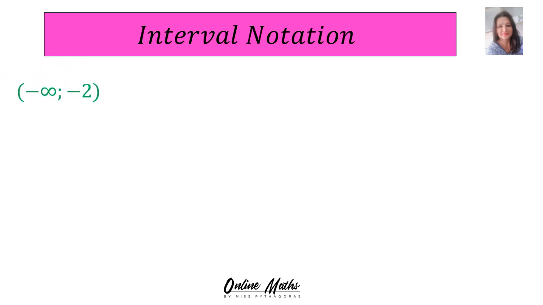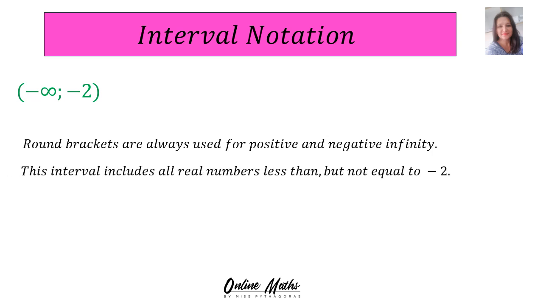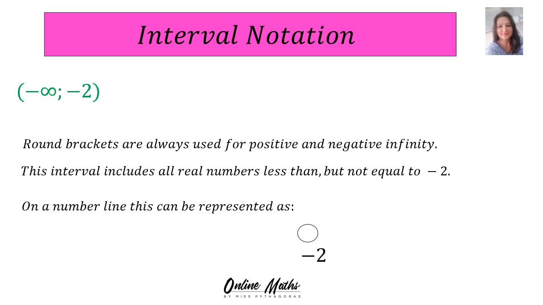There's another interval notation. Round brackets are always used for positive and negative infinity. This interval includes all real numbers less than but not equal to -2. On a number line, this can be represented as, there's your circle, -2, and then your arrow goes to the left to indicate negative infinity. And can you see you don't color in your circle because -2 was not included. There's a round bracket.